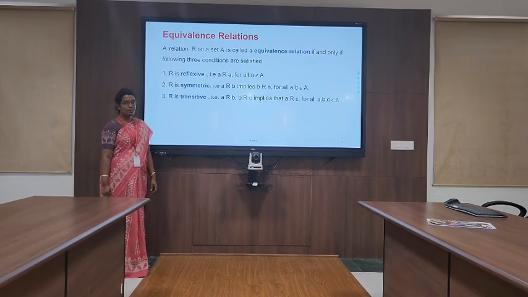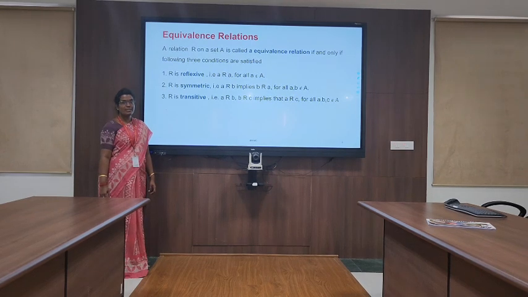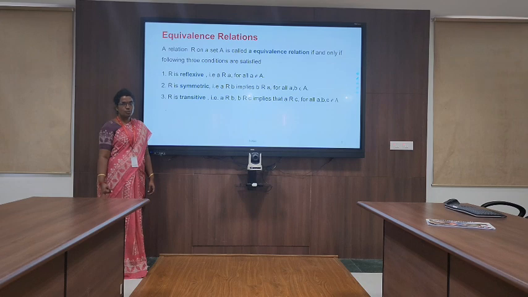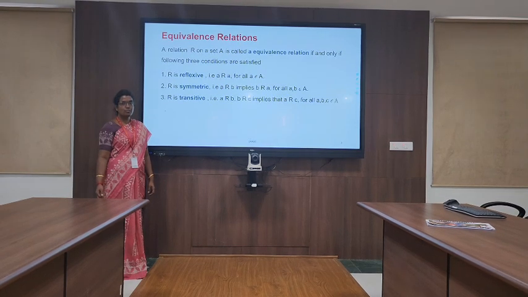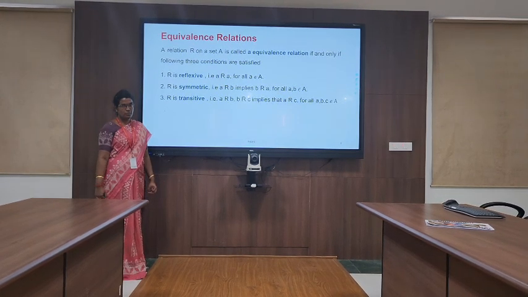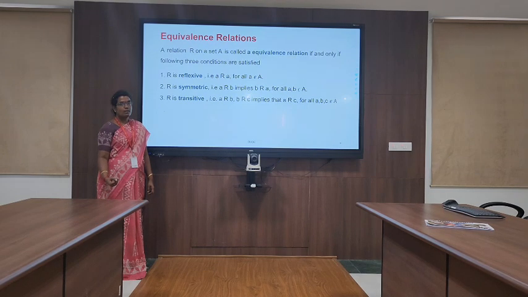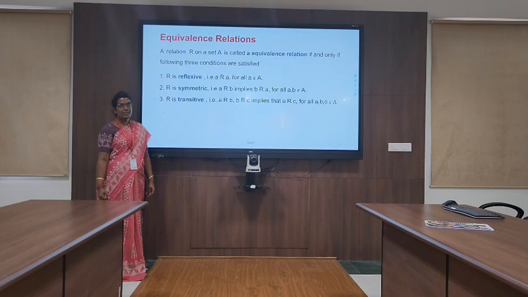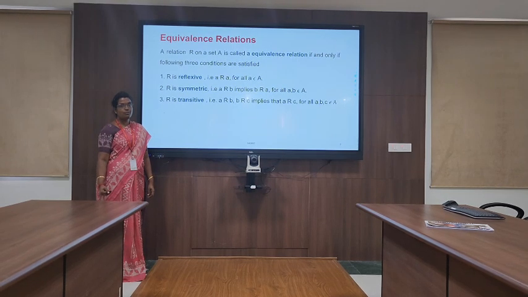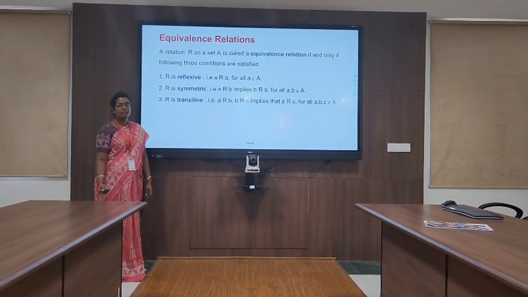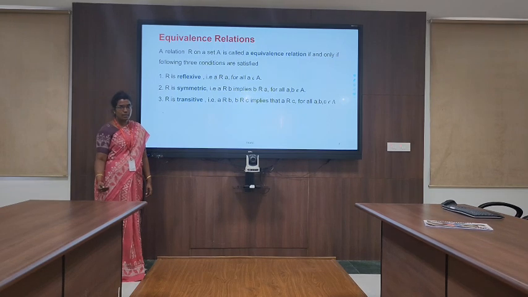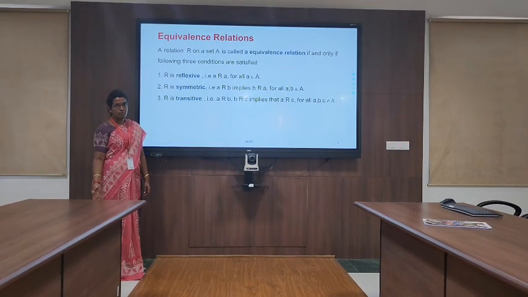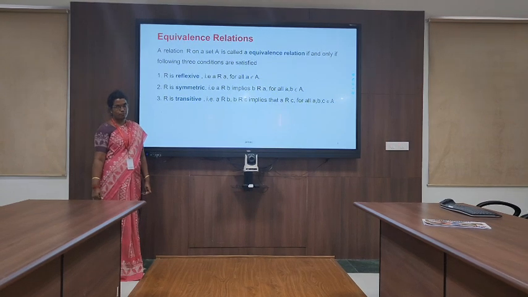In today's session, we are going to discuss the topic equivalence relations. First, we should know what is a Cartesian product A cross B. Assume A is one set and B is another set. A cross B is defined as the set of all ordered pairs (a, b), where the first element a belongs to the first set A and the second element b belongs to the second set B.